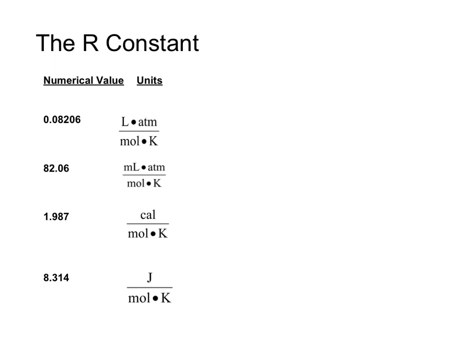Here, I just point out some of the different values that R can have depending on your units. Again, the one that you will be using most often for this course is 0.08206, as long as you are using the correct units.